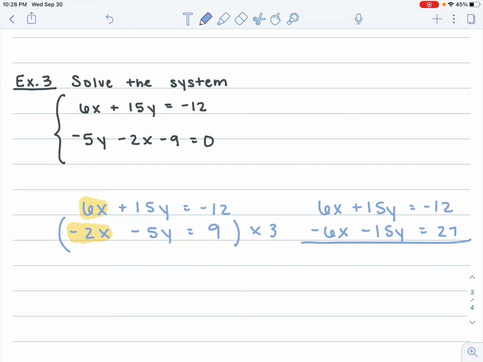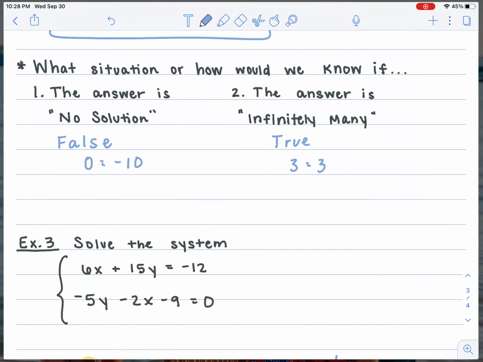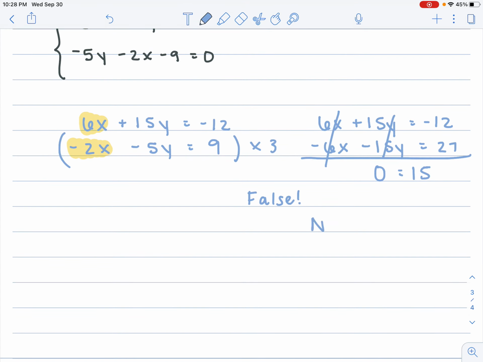Now that one of the variables cancels out, I'm going to add them up. 6x minus 6x would just go to 0. 15y minus 15y would also go to 0. So this whole side is 0 equals. Over here we have -12 plus 27, which would give me 15. So we have a situation where all of our variables canceled out, and we're left with just 0 equals 15. You can think, is that a true or false statement? This is definitely a false one. So when it's a false one, we say no solution.